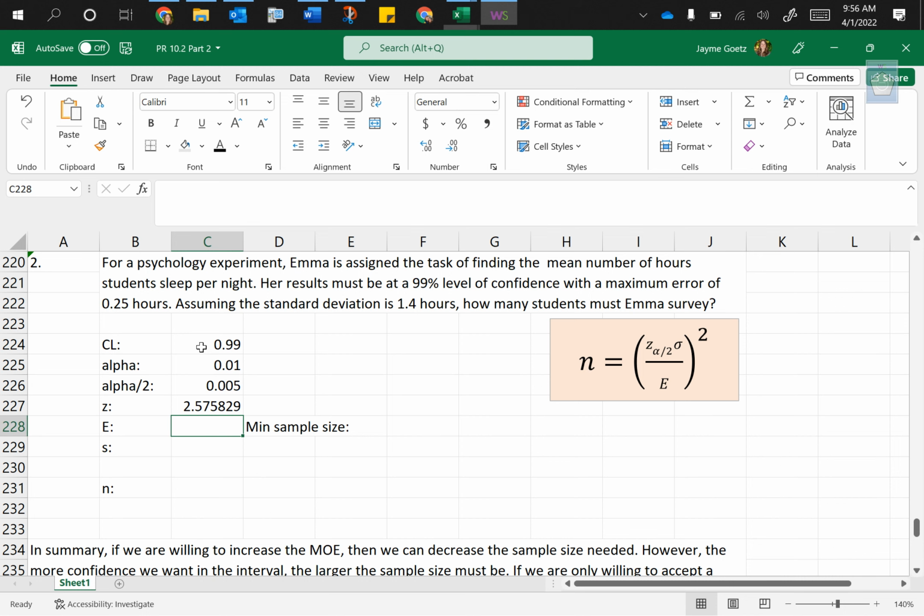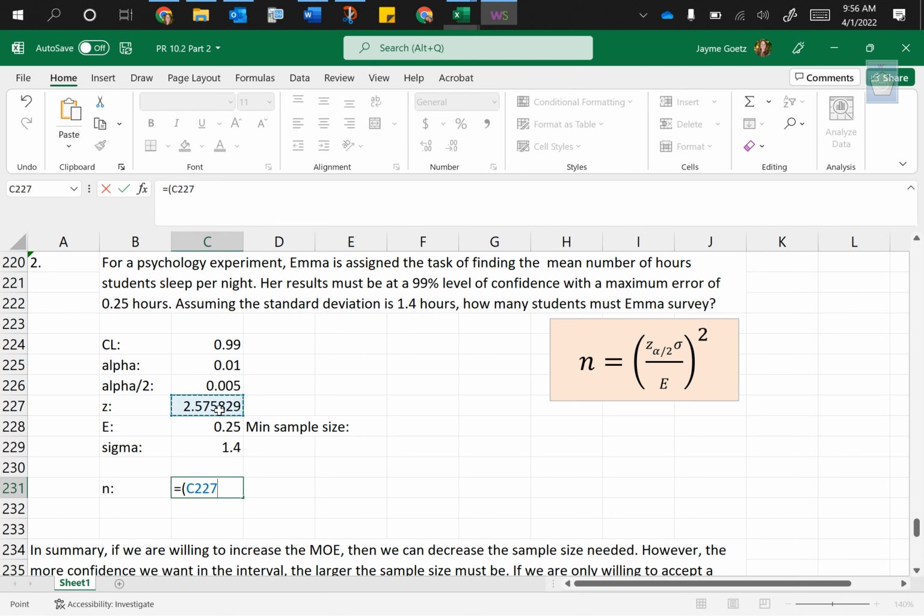What did they say my error was here? 0.25, very good. And what about my standard deviation? 1.4. Now if you'll notice, I accidentally put S here. That should not be S, that should be sigma, because they did tell me. Now let's find my n value. Again, we want to start it off with an open parenthesis. Then we're going to take z times sigma divided by error, close that puppy, and square the whole thing.